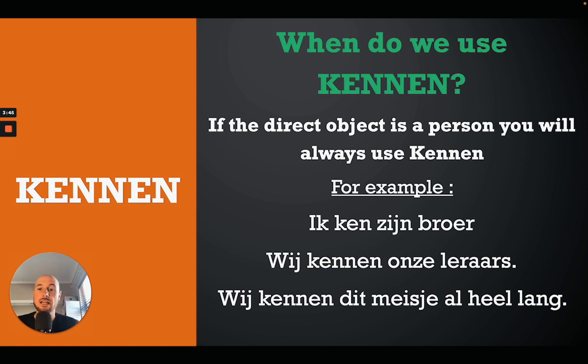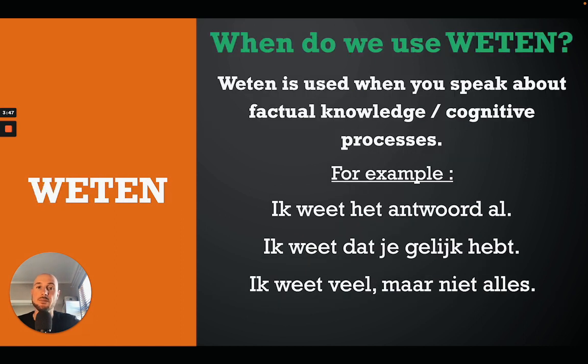Now we'll take a look and see when we use weten. Now, when do we use weten? Weten is used when you speak about factual knowledge, alright? Cognitive processes, alright? When you know the facts, when you know the science. So for instance, the difference would be with that one, ik weet het antwoord al. It wouldn't be, I have previous knowledge of what the answer would be, then you would use kennen. But now, ik weet het antwoord al is that you actually figured out, due to cognitive processes, what the answer is. I already know the answer.